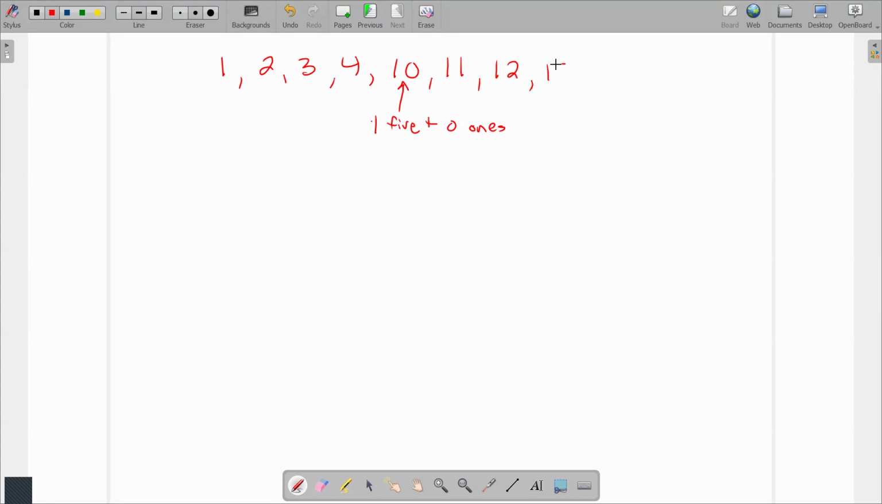A group of 5 and 3 ones is how we would write 8. We can still call it 8, but it's a group of 5 and 3 ones. Then 9 would be a group of 5 and 4 ones. And then 2 5s and no ones would be how we would write 10 in a base 5 number system. And we can keep on going. We'll play some more later. All right, so we're going to play a game to try and get used to this. Again, what I'm doing here is counting in base 5. We'll do more of that later.